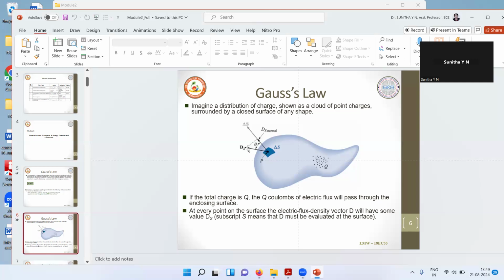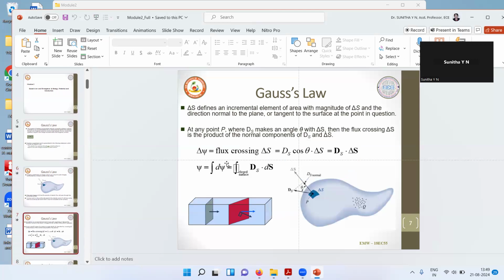So dS is coming out for a small region or a point considered here on this closed surface. Now this small differential surface is a vector, and you can imagine a vector here which is perpendicular to the point P. Then we can say that the flux crossing is D times dS times cos theta. This is the differential flux which is coming out from this differential surface.